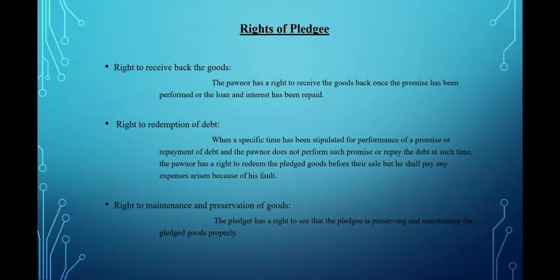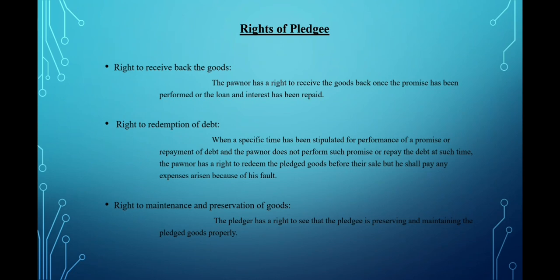The pawner has a right to receive the goods back once the promise has been performed or the loan and interest has been repaid. Second, right to redemption of a debt. When a specific time has been stipulated for performance of a promise or repayment of debt, and the pawner does not perform such a promise or repay the debt at such time, the pawner has the right to redeem the pledged goods before their sale, but he shall pay any expenses arisen because of his fault.